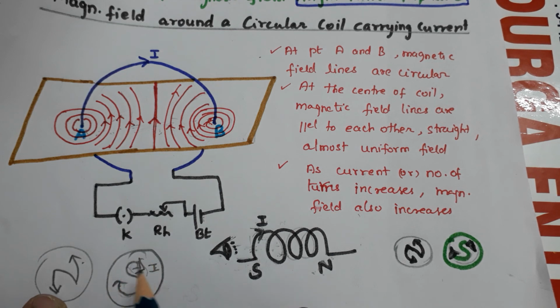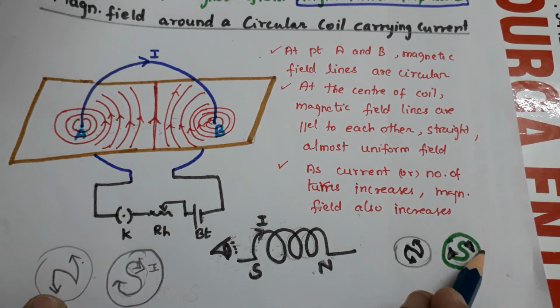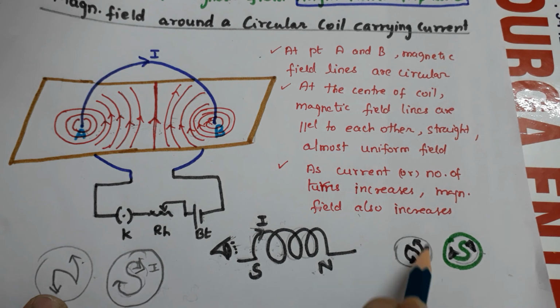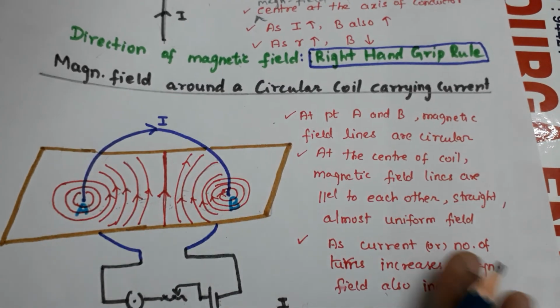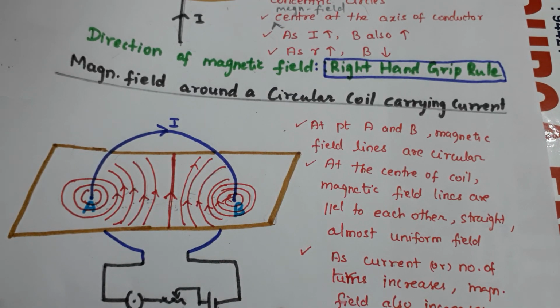You can take this diagram as the clue, children. If the current is in the clockwise direction, that will be the south pole. If the current arrow is in the anti-clockwise direction, that will be the north pole. You can take this as the clue. So both the straight conductor carrying current and also the circular coil carrying current will produce the magnetic field.